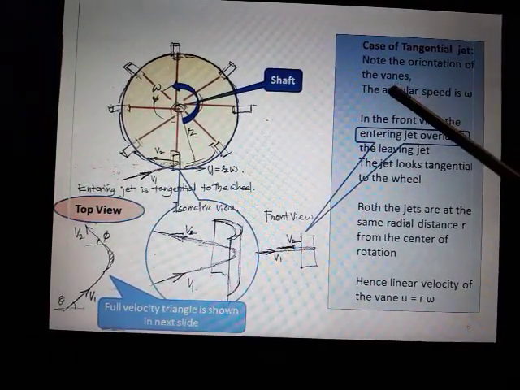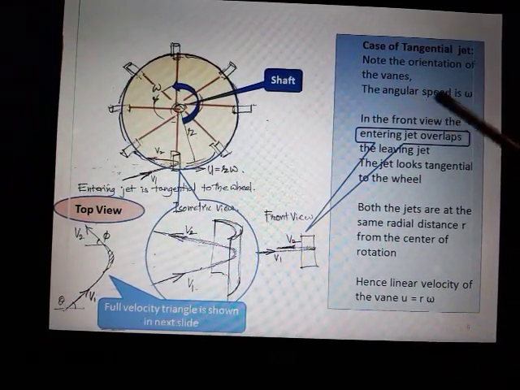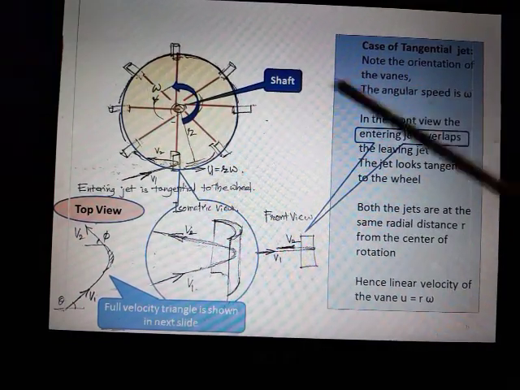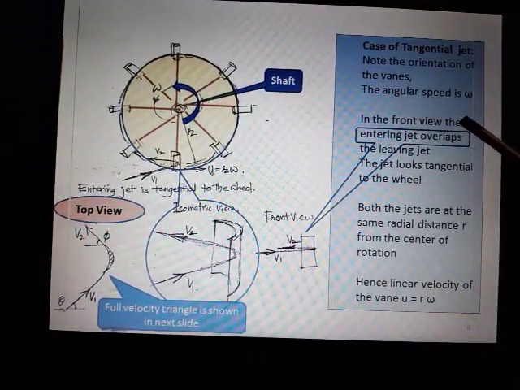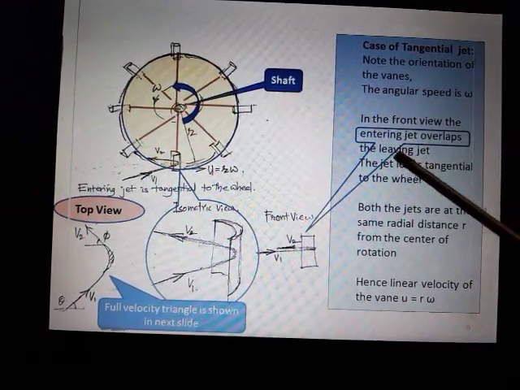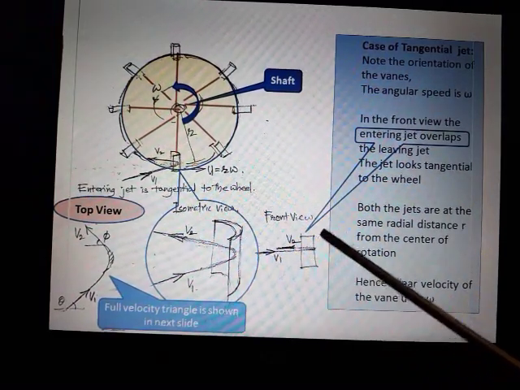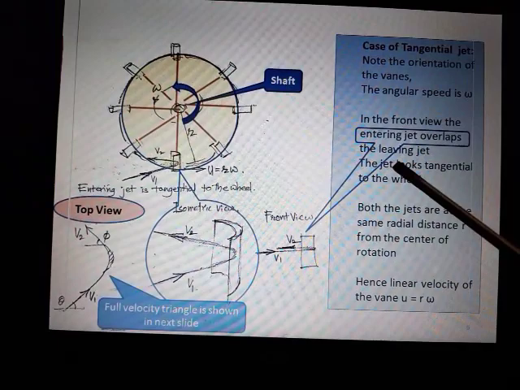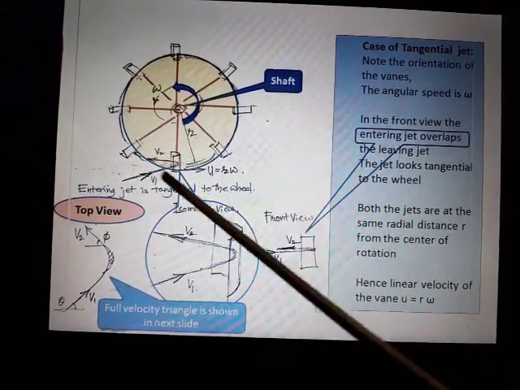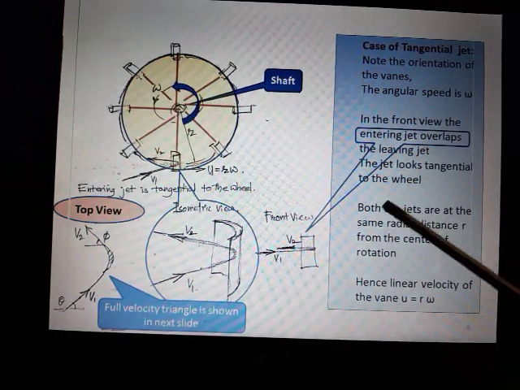Note the orientation of the vanes, how the vanes are arranged with respect to the wheel. The angular speed is omega. So in front view, the entering jet overlaps the leaving jet. The jet looks tangential to the wheel. It will be coming like this, so it will be tangential to the wheel.